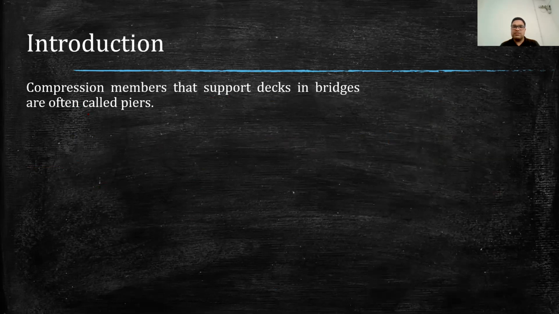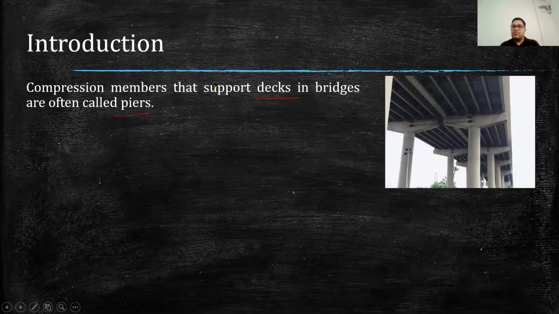Now here we will be using the terms compression member and column interchangeably for the sake of brevity. A compression member that supports deck in the bridges is called pier. So in the bridges, the vertical members that support the load are known as piers. Here you can see this is the pier which is supporting the girder, and this girder is further supporting the deck slab on which traffic will be moving.